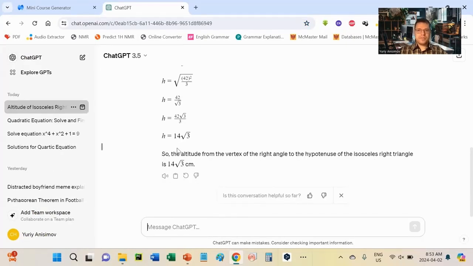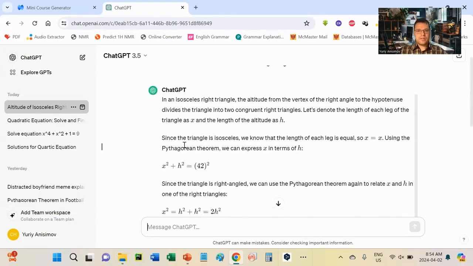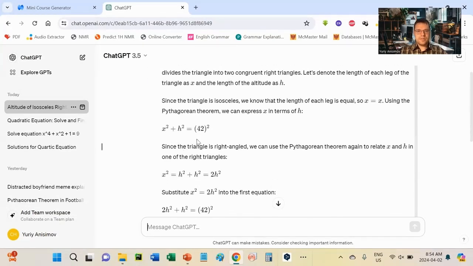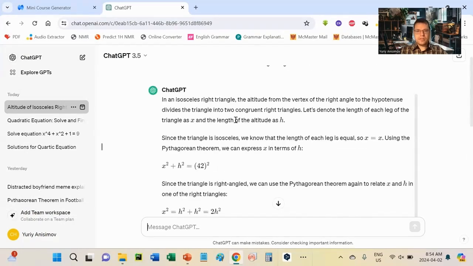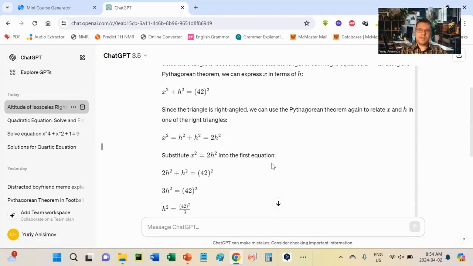So according to GPT 3.5, h equals 14 times square root of 3. Interesting. Let's check this solution. Pythagorean theorem. Okay, this is the hypotenuse squared. The leg is x and the altitude is h. And the legs are catheti actually. So no, the Pythagorean theorem here is wrong.